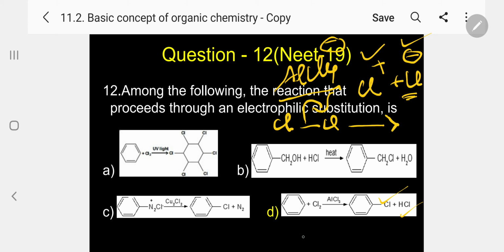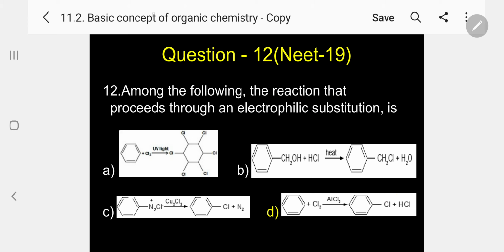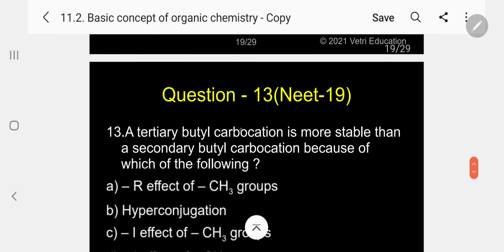So this is the example. Kindly follow: among the following reactions, the one that proceeds through electrophilic substitution is D, that is, chlorination of benzene in the presence of aluminum chloride. This is called halogenation, specifically chlorination. This is the correct answer. Okay, question number 30.